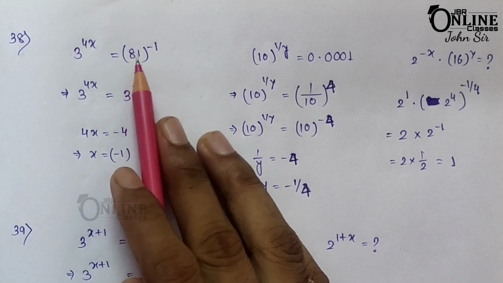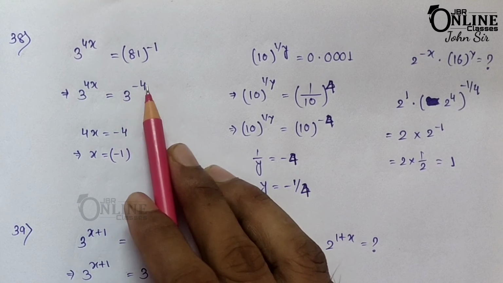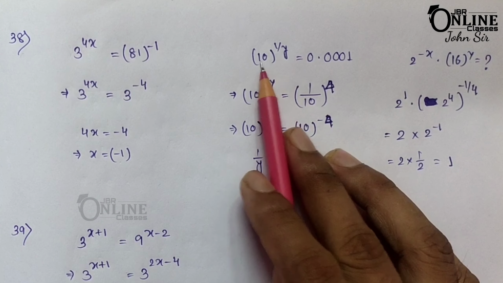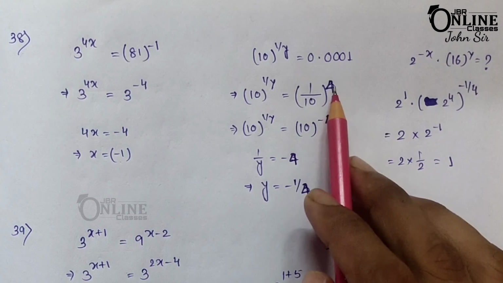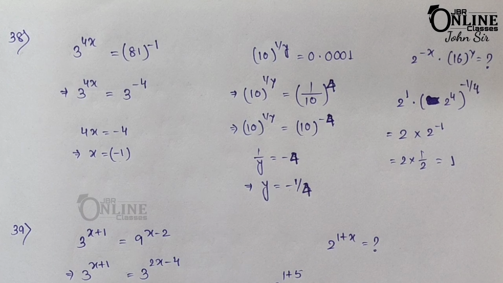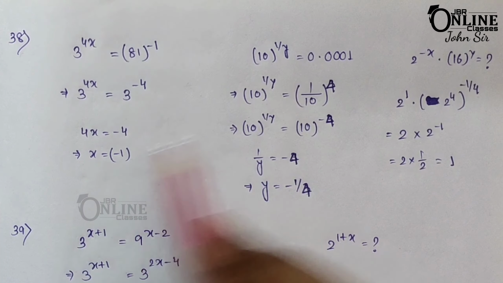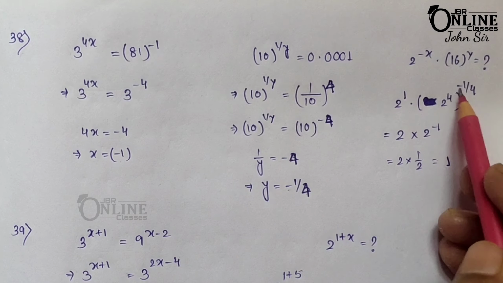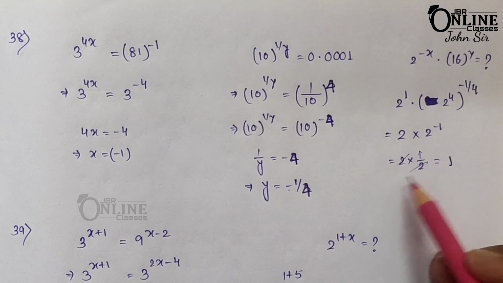Now 38. 3 to the power 4x equals 81 to the power minus 1. 81 means 3 to the power 4, so minus 4. From that x equals minus 1. Next, 10 to the power 1 by y equals 0.0001. So it's 1 by 10 whole to the power 4, then 10 to the power minus 4, and from that y equals minus 1 by 4. Now you have to find the value of this one. 2 to the power minus x is 2 to the power 1, 16 means 2 to the power 4, and y means minus 1 by 4. 4 cancels out, 2 to the power minus 1 means half. So 2 cancels out, it becomes 1.